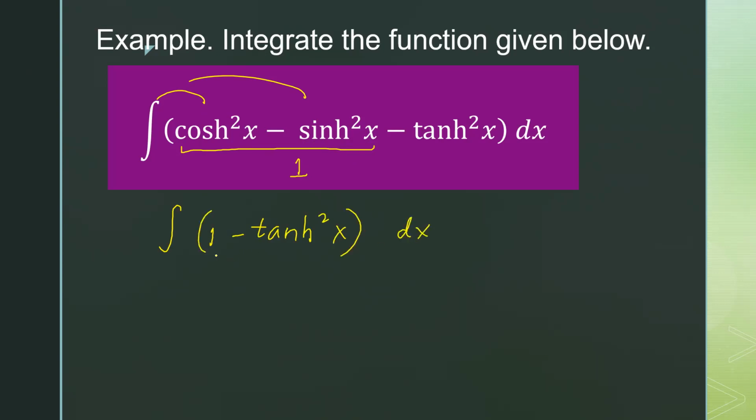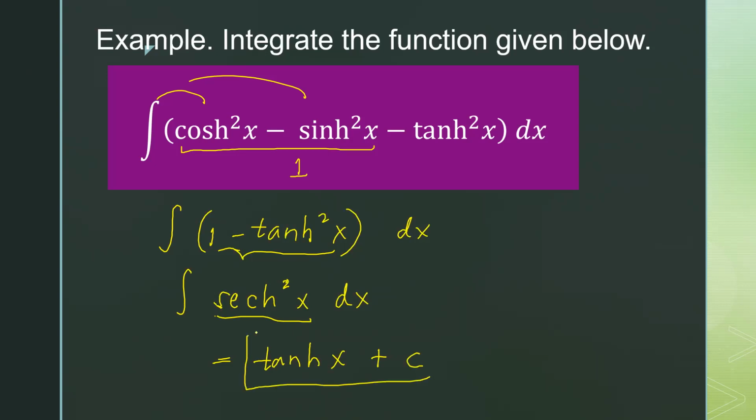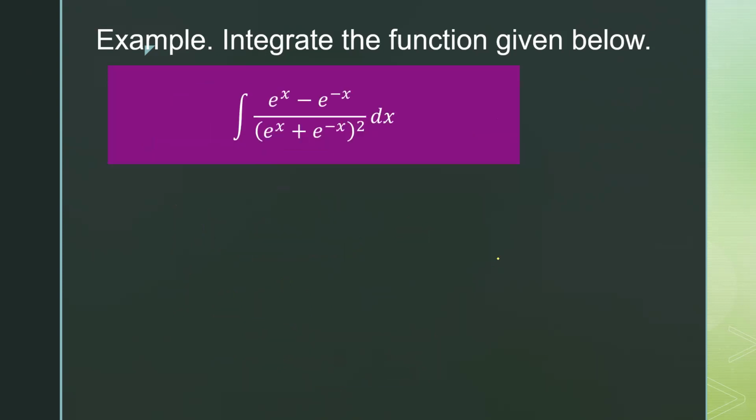Tapos we again recall this is again one of the hyperbolic identities that is equal to sech squared, di ba? Dun sa mga previous slides that I mentioned. Ayan. And this is already one of our formulas that is equal to tanh x or hyperbolic tangent of x, sorry, plus c. Ayan. This is our final answer. Okay, so it pays to know your identities. Now, let's go to the next one.